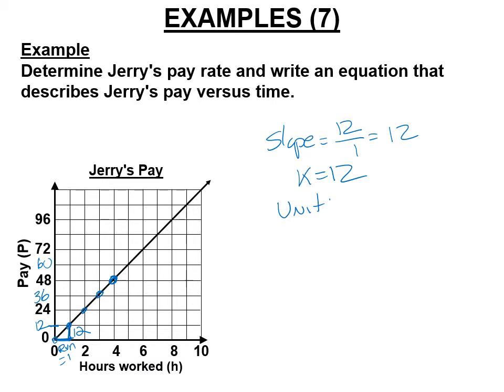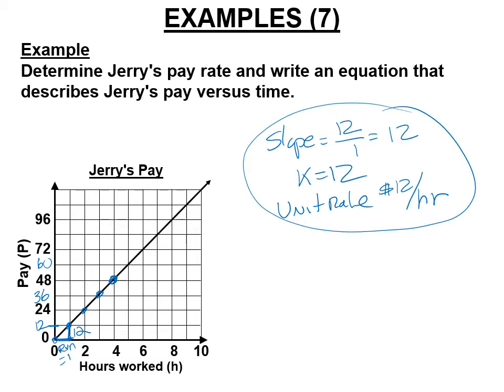What's the unit rate? What is Jerry getting paid every hour? Remember, the k is also the unit rate. He's getting paid $12 per hour. So this is the big idea of 7th grade: those three numbers are always the same in a proportional relationship. The slope, the constant of proportionality, and the unit rate are always the same number. You have one of them, you have all three.